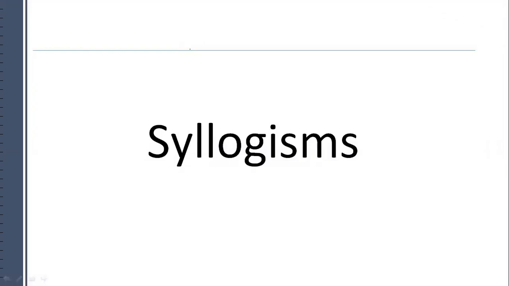So this is our today's class topic, syllogisms. We can call this statements and conclusions also. Statements and conclusions. Okay. So data sufficiency is already completed, right?